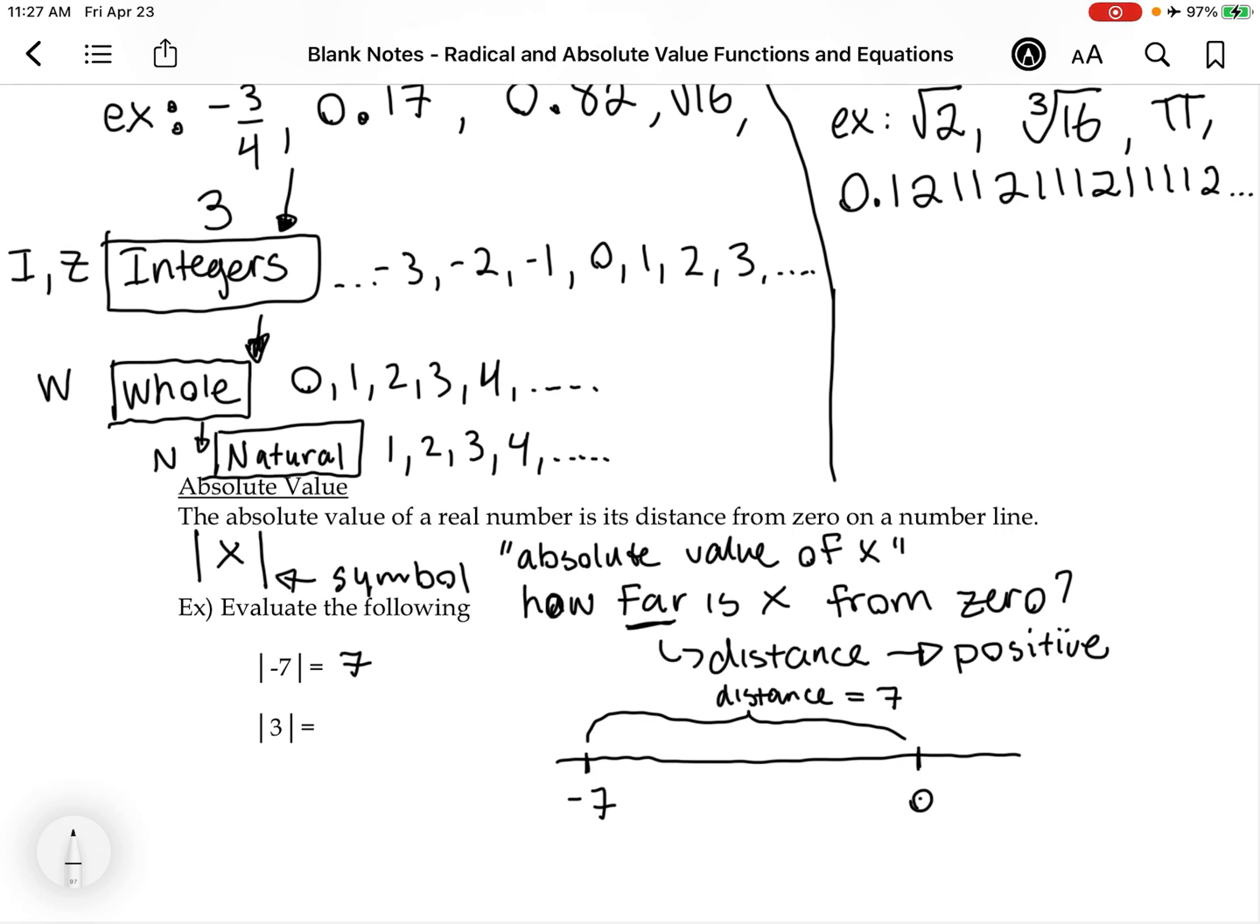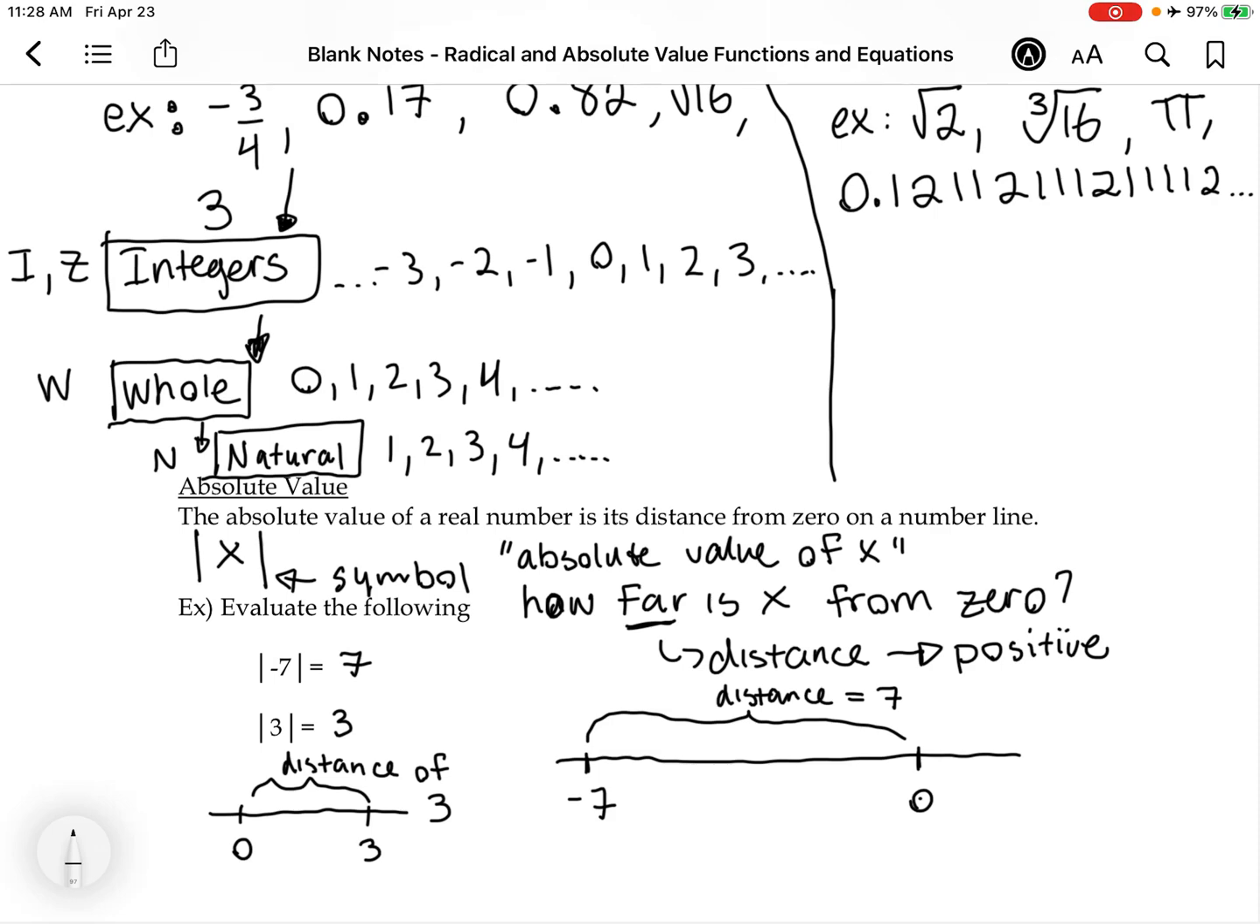The absolute value of 3, if we were to draw that on a number line, here's 0. Here's 3. This is a distance of 3 from 0. Okay, so the absolute value of 3 is 3. And essentially, when you're taking the absolute value of a number, you're taking the magnitude of the number and ignoring the sign. Okay, so the absolute value of a negative number will be positive. The absolute value of a positive number will also be positive.